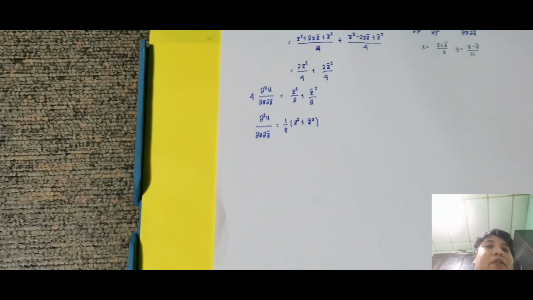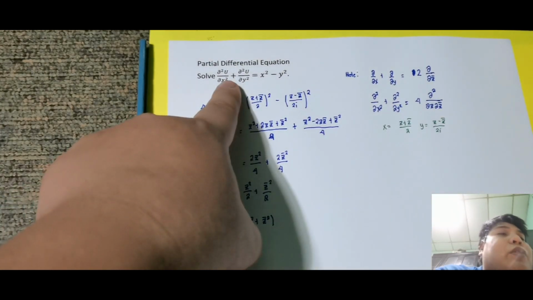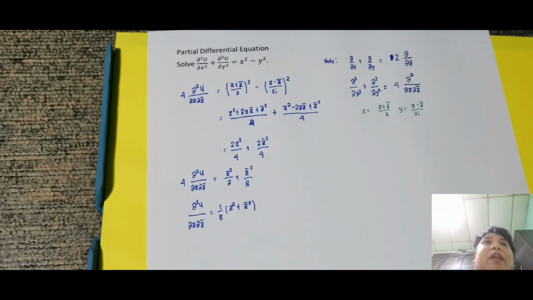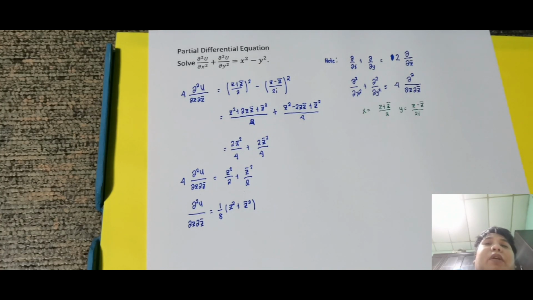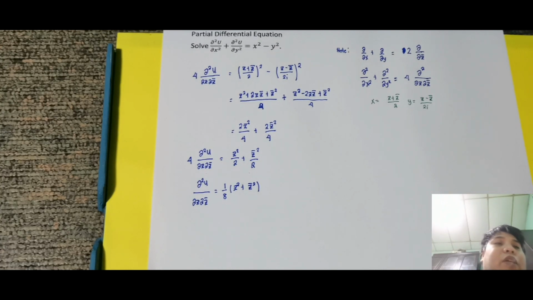Dito na papasok yung una. Ang goal kasi natin, hahanapin natin si u. Sa partial derivative, kung naalala mo sa differential equation, kunyari y prime, y double prime, ang hinahanap mo yung value ng y, kaya nag-i-integrate ka up to the point na maging y na lang siya. Dito rin, i-integrate din natin siya up to the point na maging u na lang siya.